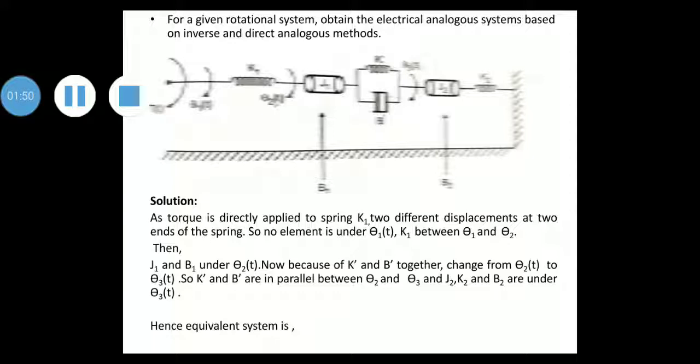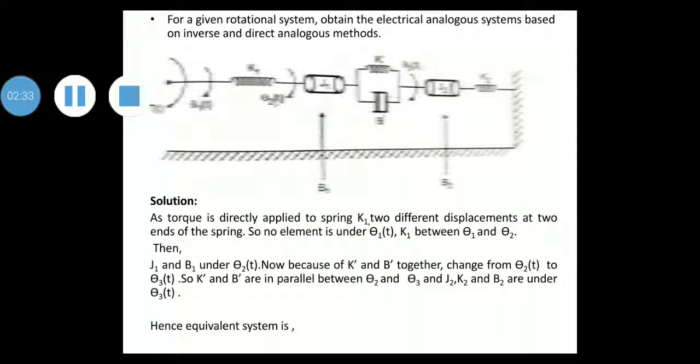J1 and B1, they are under theta 2 of t. Now, as K dash and B dash are in parallel together, they change from theta 2 of t to theta 3 of t. So K dash and B dash in parallel are in between theta 2 of t and theta 3. Then J2, K2 and B2 are under theta 3 of t.